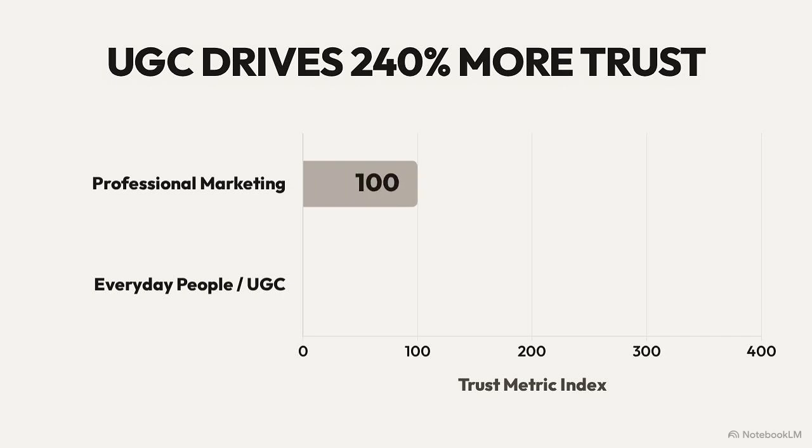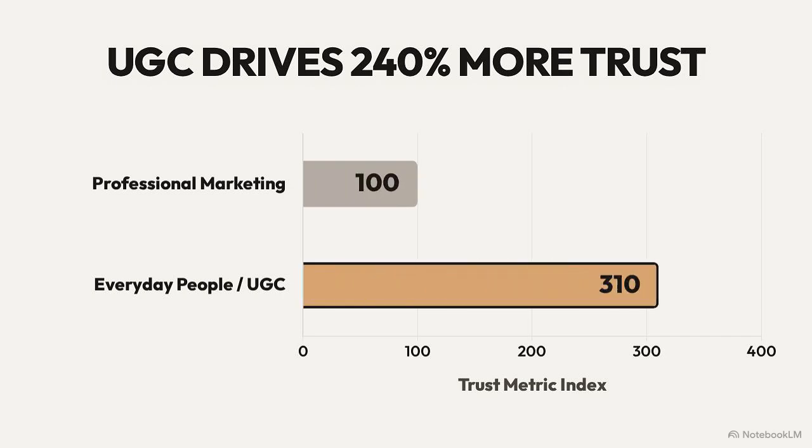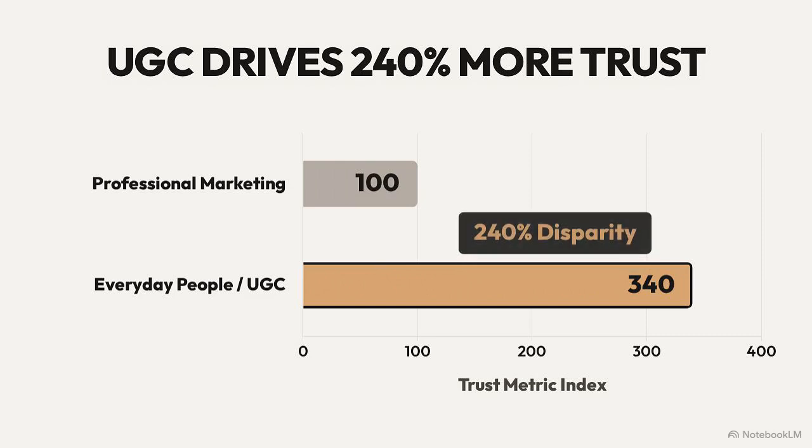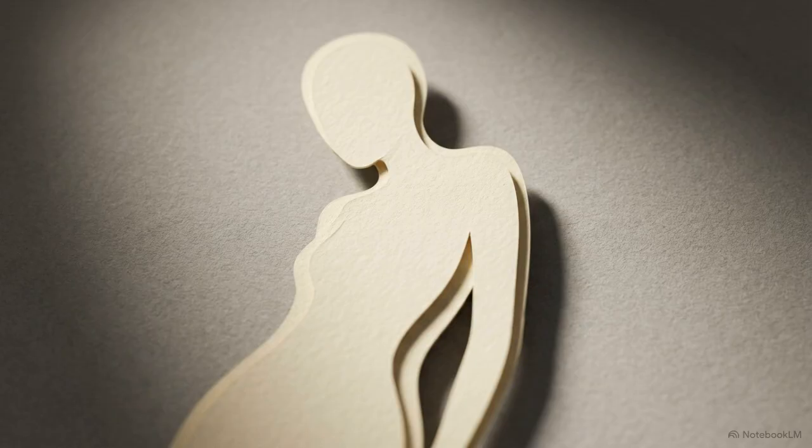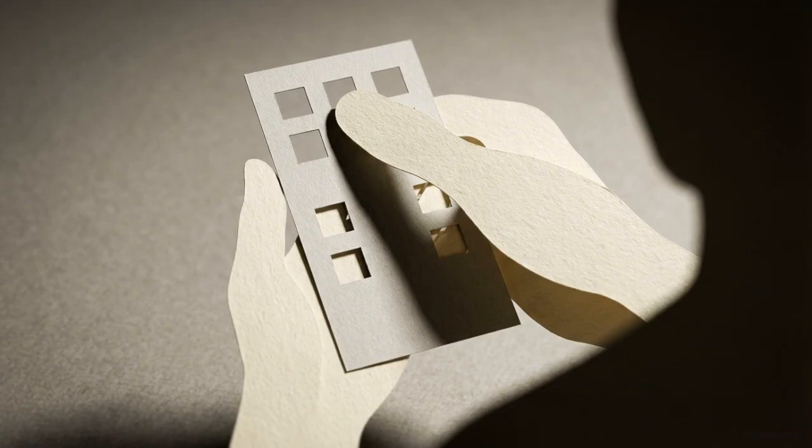There is a 240% disparity in consumer trust, favoring user-generated content, or UGC, over standard brand media. User-generated content is simply media made by everyday people, or customers, rather than professional marketing teams. In this landscape, human authenticity is a primary requirement for capturing attention. Without that sense of a real person on the other side of the lens, users typically scroll past in seconds.